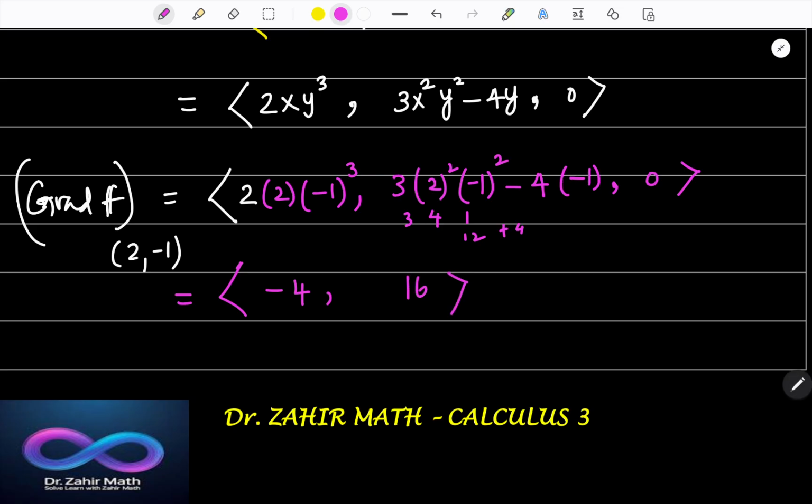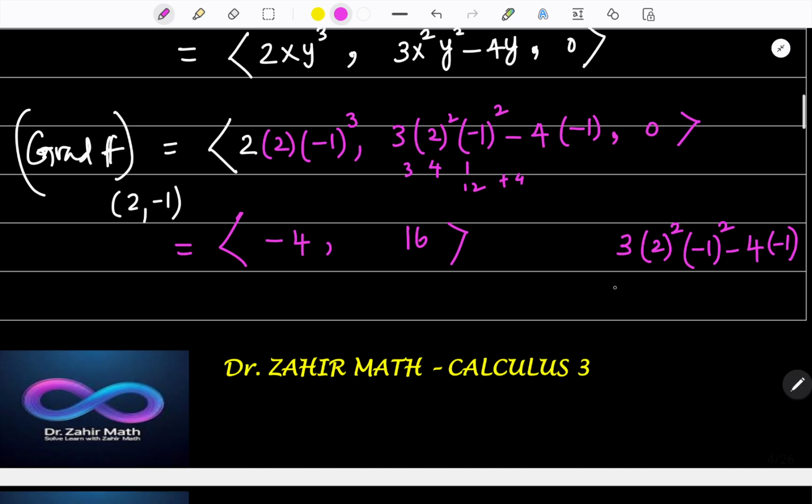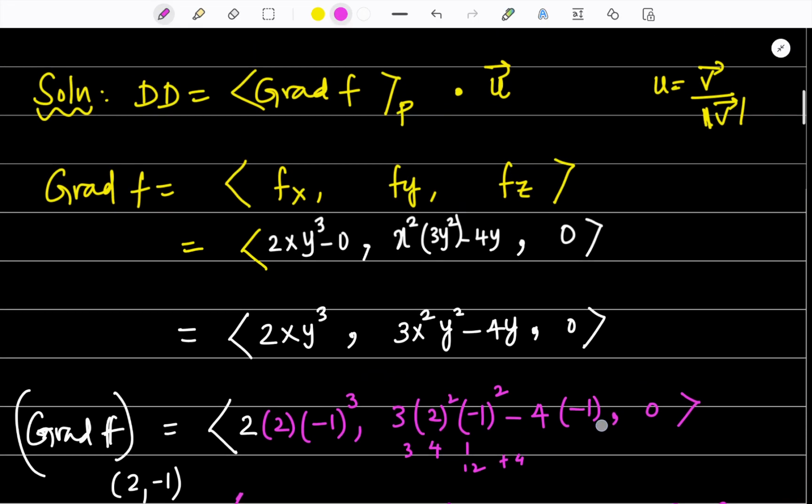Okay, let me check again. 3 into x squared, which is 2 squared, y squared, which is minus 1 the whole squared, minus 4 times minus 1, because y is minus 1. So this is 3 times 4, and minus 1 squared is 1, and minus of minus is plus 4. So 3 fours are 12, and 12 plus 4 is 16. Let me check the derivative also.